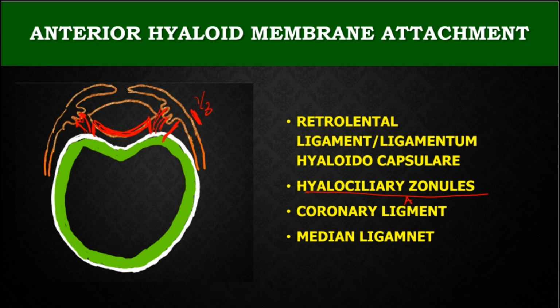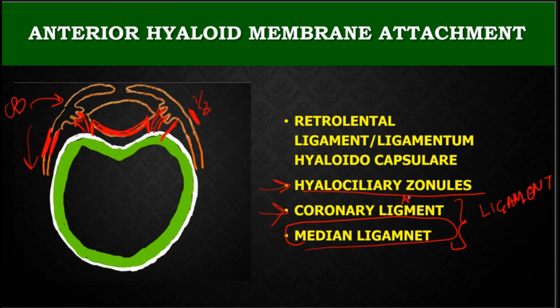And finally, you have the median ligament, which is going to attach the anterior hyaloid to the mid zone of the pars plana. So what is pars plana? We know that the ciliary body has two parts. It has a part which has ciliary processes, known as the pars plicata, and from the pars plicata you are getting the hyalociliary zonule and the coronary ligament. Then you have the pars plana, which is the posterior smoother part, and from there you have an attachment to the anterior hyaloid, which is known as the median ligament.